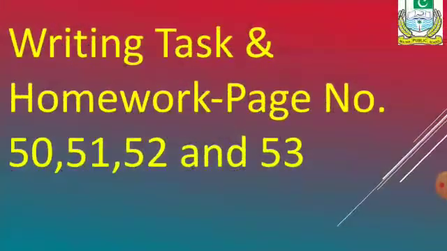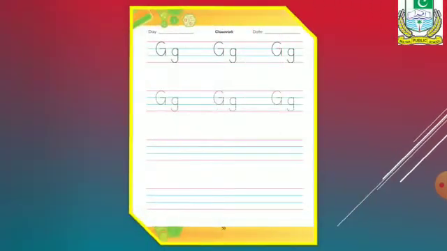Okay, little learners, now I have writing task and homework for you on page number 50, 51, 52 and 53 of our Senior Montessori book level 1. Here we are on page number 50. You're going to do self-writing of capital letter G and small letter sound G. As you can see here, day and date is mentioned. So we're going to fill in day and date. And the first line, you will trace the capital letter G and small letter sound G. And the next two lines, you will do self-writing practice of capital letter G and small letter sound G.